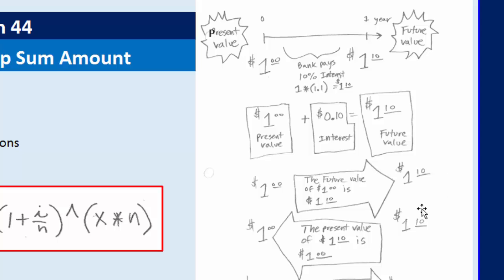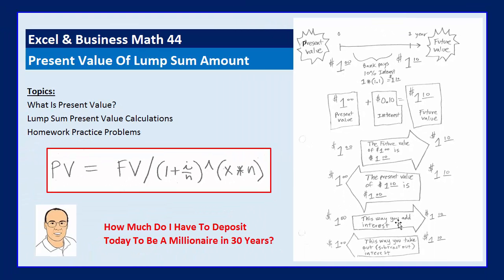Well, guess what? We can do the reverse. Instead of going forward in time, we can take $1.10 that we're going to assume we get in 1 year and do the reverse. The present value is $1. Now, what does that mean? This way, we added the interest, and the calculations we're going to do for present value will be subtracting or taking out the interest.